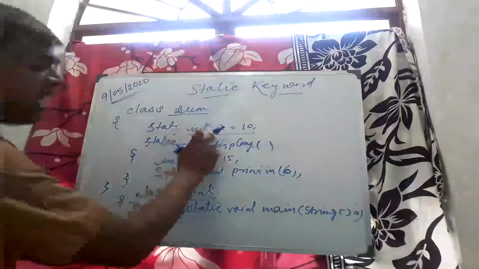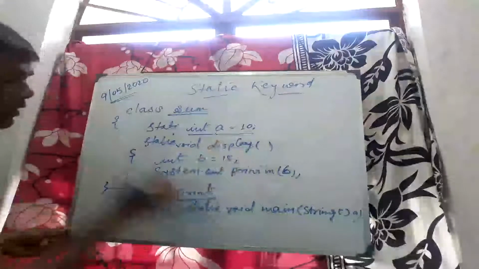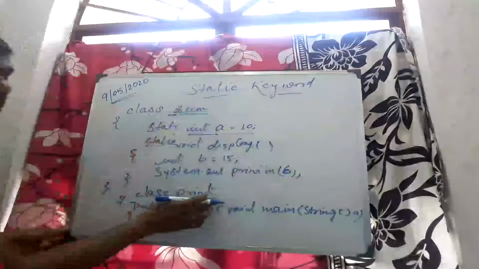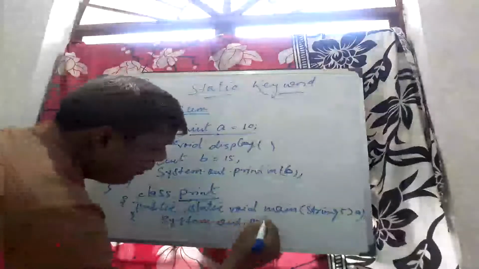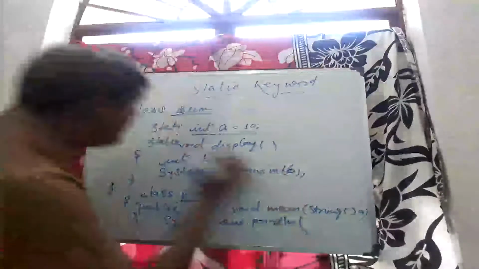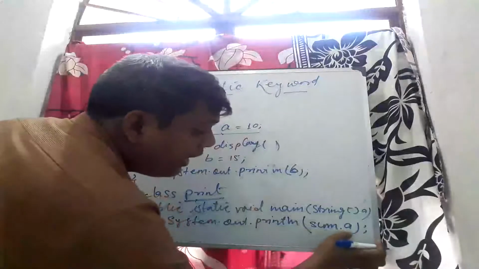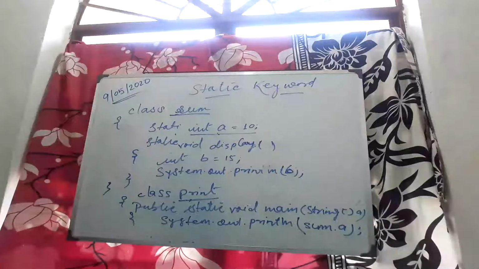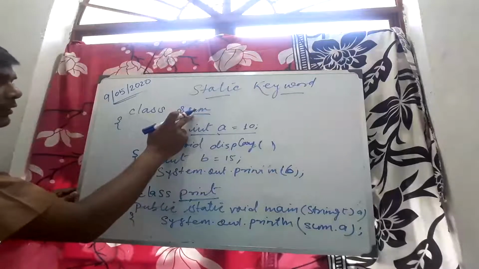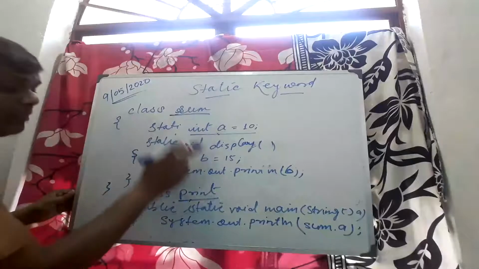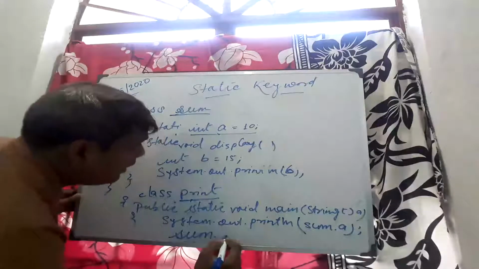Clear? So this static variable has been defined in class sum, and we want to print the value of a in the print class. Then in that case, system dot out dot println, and the reference means the class name: sum dot a. A is the variable, sum dot a. That means we have used the reference sum. Similarly, to call the method defined in class sum from the print class, we have to use the reference of the class where it has been defined.